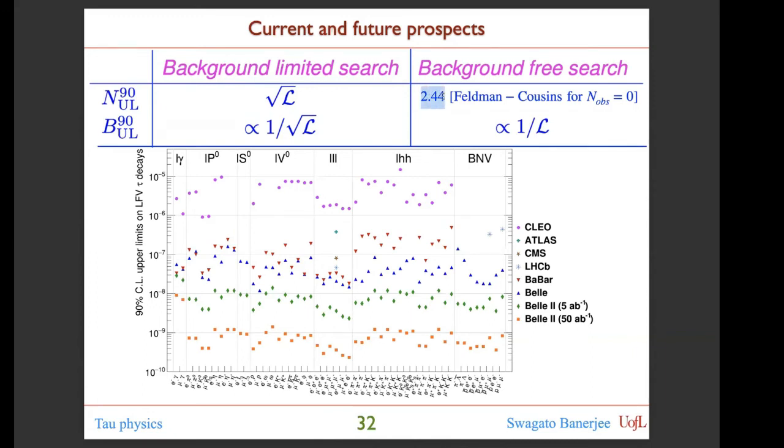So for this, the number of signal N90 is taken to be 2.44, which corresponds to the Feldman-Cousins approach for the number of observed events equal to 0. And this corresponds to a scaling which is directly proportional to 1 over L. So different scenarios for the upper limits at Belle using 5 femto-inverse-barn of data and 50 femto-inverse-barn of data are shown in this diagram. And upper limits of the order of 10 to the power minus 9 to 10 to the minus 10 can be reached with the full data set at Belle II.